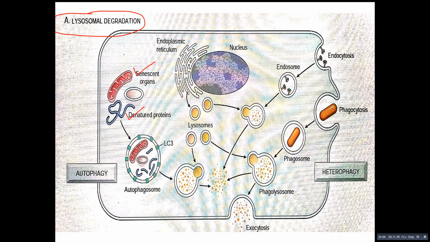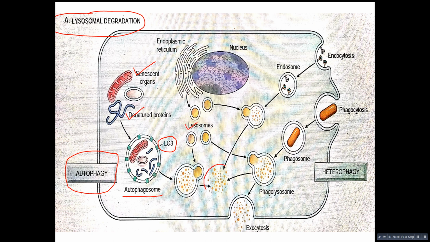This autophagosome is characterized by the presence of LC3 on the outer surface. This autophagosome will combine with a lysosome, and the contents, which I am drawing, are released inside the cell. These contents are used up by other organelles inside the cell. So this is one pathway of lysosomal degradation, that is autophagy.